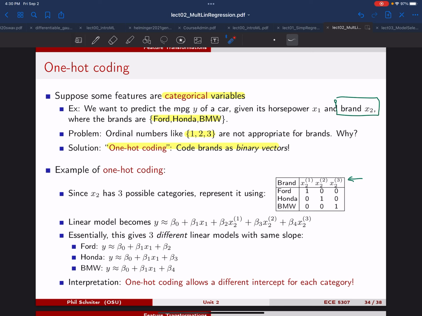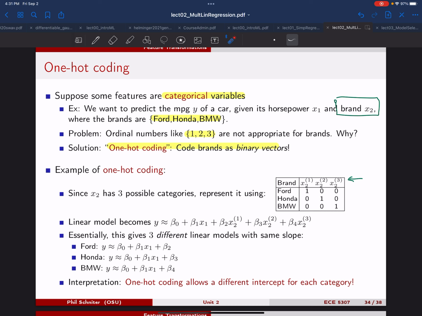So now you can see that we're not imposing any ordering between Ford, Honda, and BMW, right? If you wanted to try to plot this in 3 dimensions, you'd have 3 orthogonal vectors. They're just all perpendicular to each other. Okay, so this is a lot safer.